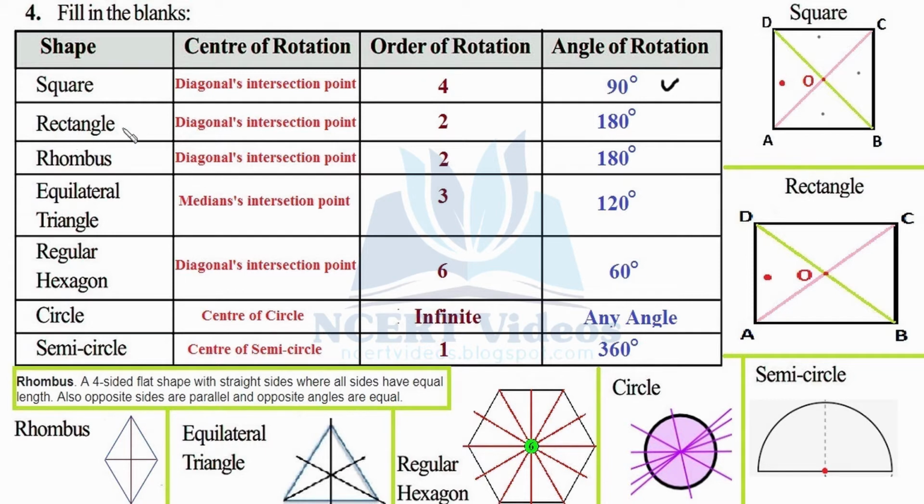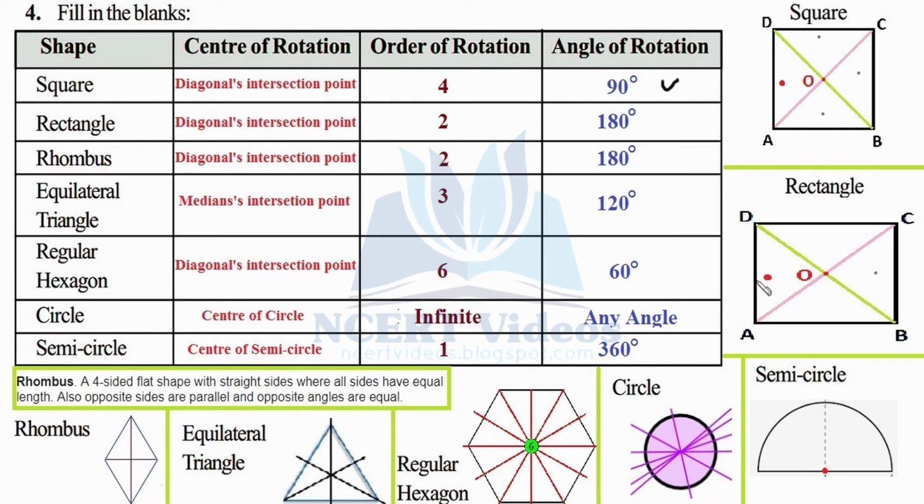Now for rectangle, diagonals, intersection point, again we construct diagonals, and wherever they meet, that is our center of rotation. And order of rotation, obviously it has 2. Take it as the reference point, rotate it 90 degrees, it will be like this. But this is not equal to this, so we'll have to again rotate it 90 degrees. Then we'll have this point here, and it will appear like original rectangle. So that will be order number 1.